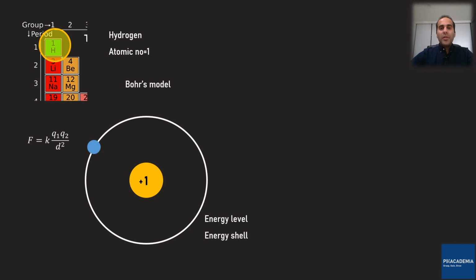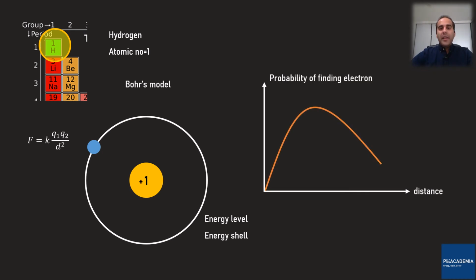To make this more clear, let's draw the probability of finding the electron versus the distance. As you can see, at a certain distance, the probability to find the electron is at max. And this is what determines the radius of the energy level or shell. You can also see that with no distance, the probability to find an electron is 0.